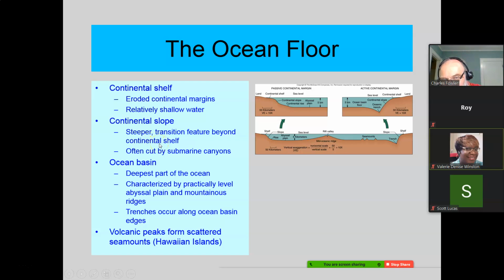It was probably pretty close to being the edge of the original continent. Now, it's often cut by submarine canyons. In other words, places where you've had a whole lot of erosion, and it's dug out parts of the seabed.